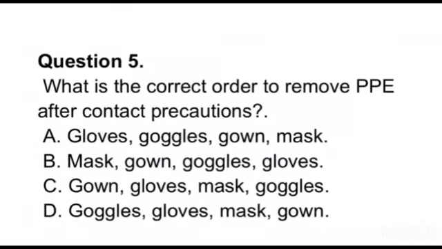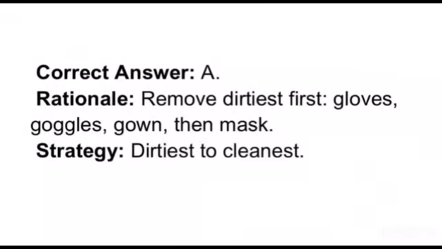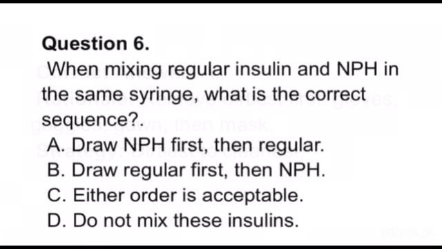Question 5. What is the correct order to remove PPE after contact precautions? A. Gloves, goggles, gown, mask. B. Mask, gown, goggles, gloves. C. Gown, gloves, mask, goggles. D. Goggles, gloves, mask, gown. The correct answer is A. Rationale. Remove dirtiest first. Gloves, goggles, gown, then mask. Strategy. Dirtiest to cleanest.